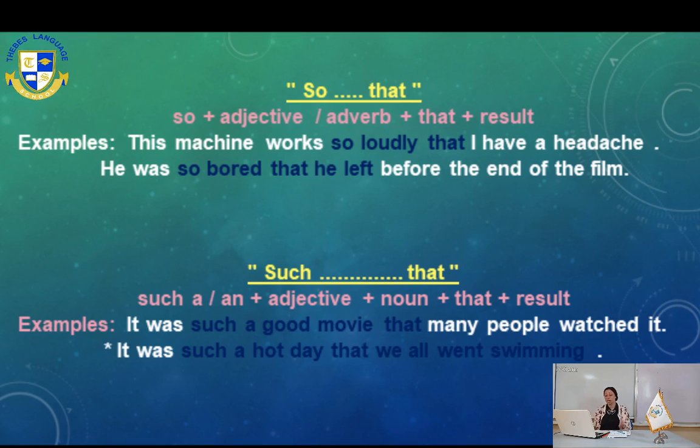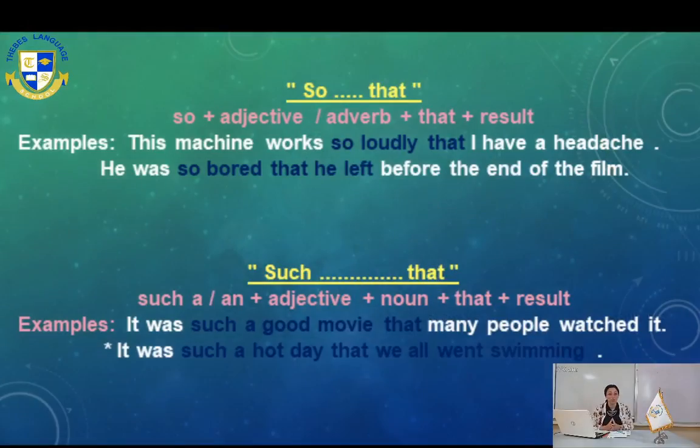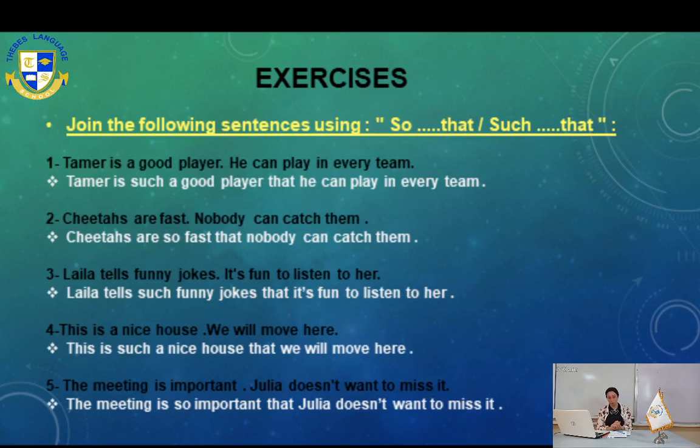It was such a hot day that we all went swimming. It was such a hot day, and this is the cause. That we all went swimming, and this is the result. And I think it's such an easy lesson to apply, and I want you please to move to slide number 4 in order to apply what we have said here for the questions.